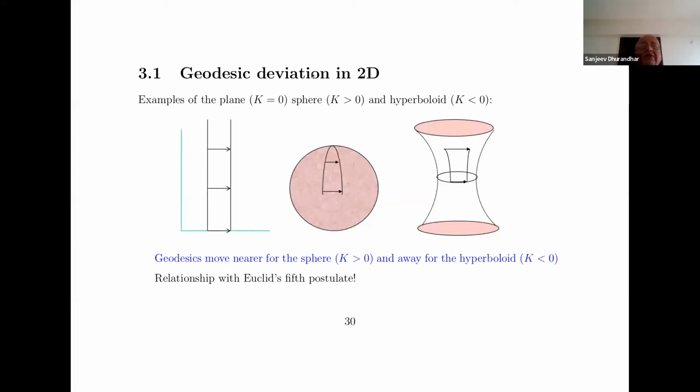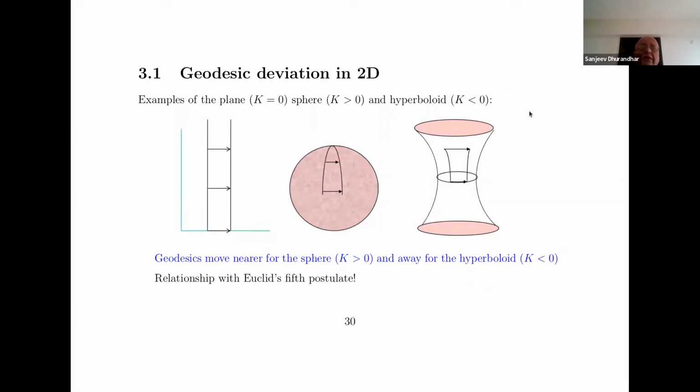So let me start with geodesic deviation in 2D. This is a very simple thing, just an introduction. So I have taken three cases. Example of a plane, k equal to 0. Example of a sphere with k greater than 0. And again, I have come back to this same sphere and hyperboloid, a hyperboloid of one sheet where k is less than 0.